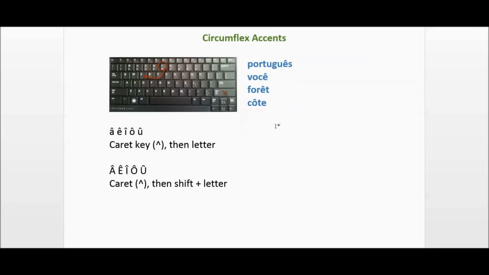What you do is you hit the caret key, which requires you to hit shift and 6, right? Shift 6, right above the 6 is the caret, okay? And then the letter. So for example, if I want to spell inglês in Portuguese, I-N-G-L, then I hit shift 6, then E-S, right? Portuguese. G-U, shift 6, then the letter, okay? Forêt, I don't know if I said that right in French, right? Shift 6, then E, then T, okay?